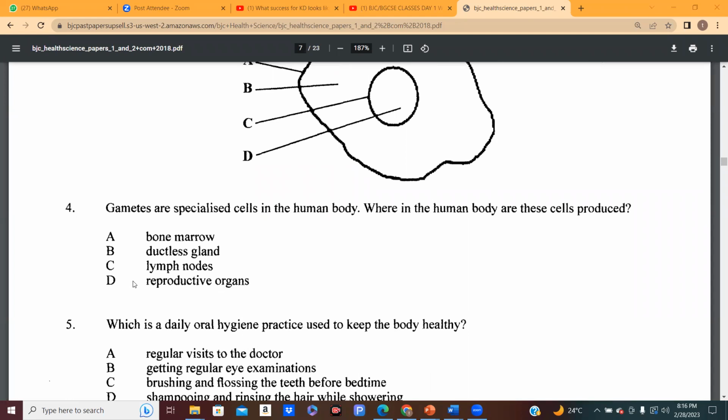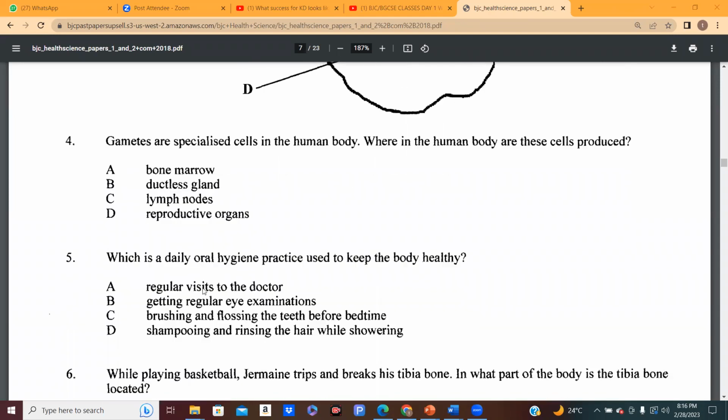Okay. All right. Gametes are specialized cells in the human body. Where in the human body are these cells produced? This is for Daniel. A, the bone marrow, B, ductless gland, C, lymph nodes, or D, reproductive organs? Daniel, I would have to go with the reproductive organs. Very good, it's D, reproductive organs, because gametes are sex cells and they are produced in reproductive organs.